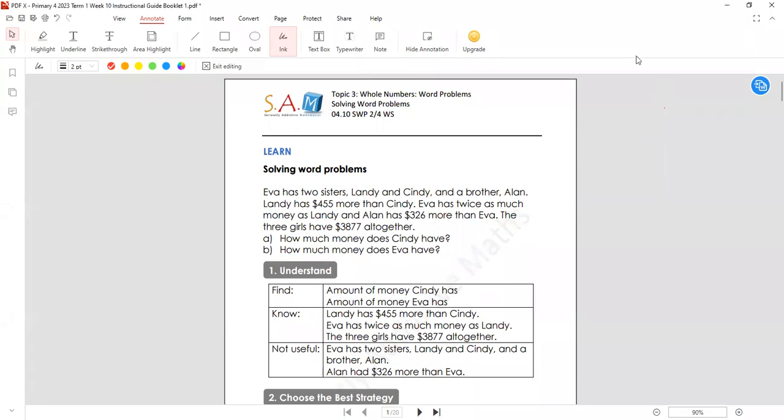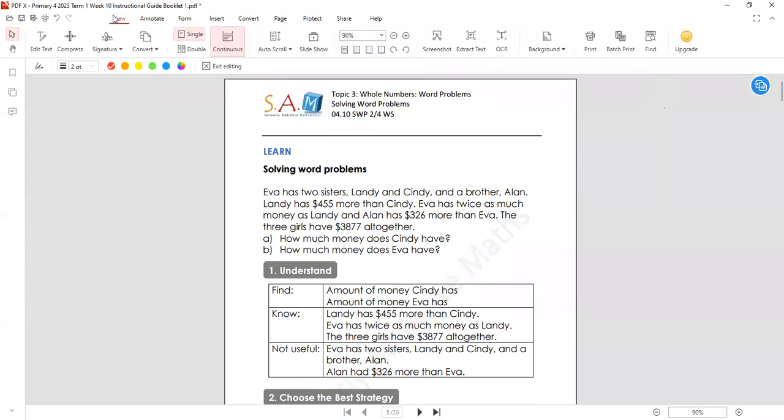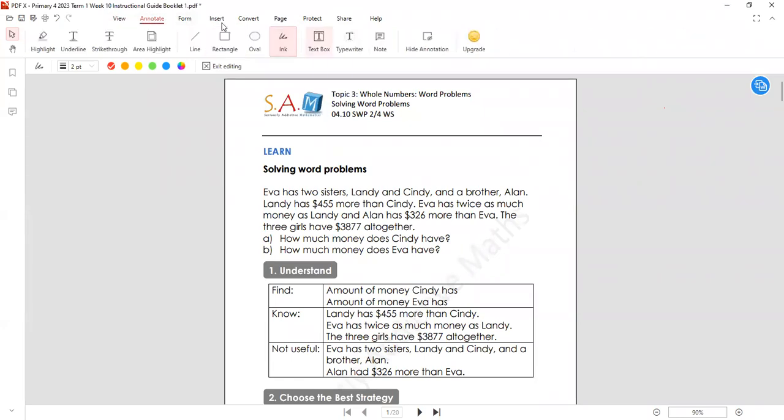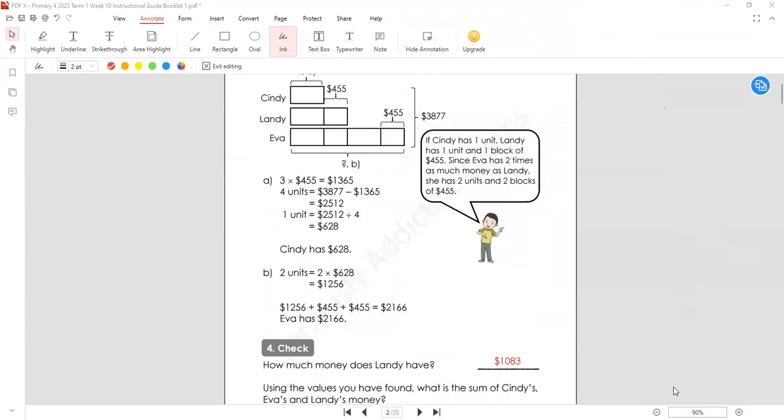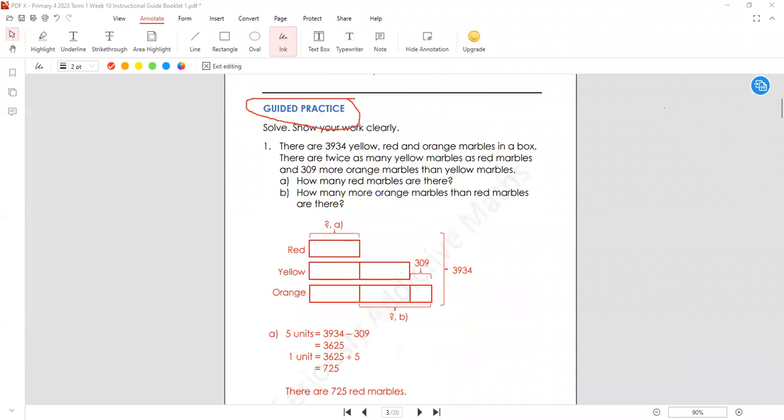So the way that you can do this is make sure that you click on annotate and then choose ink, and set a 2 point. I think that's optimal size, and then you can choose a color as well. So I'm choosing red by default. Okay, so let's start with this week's topic.